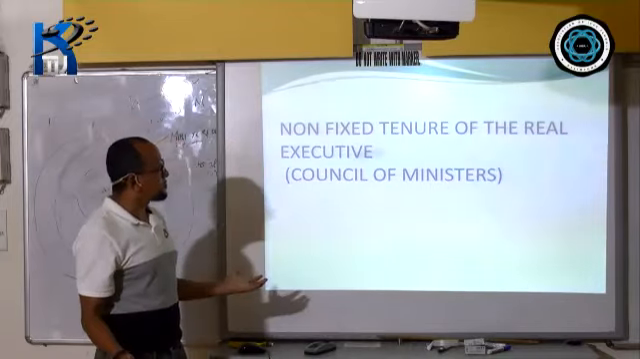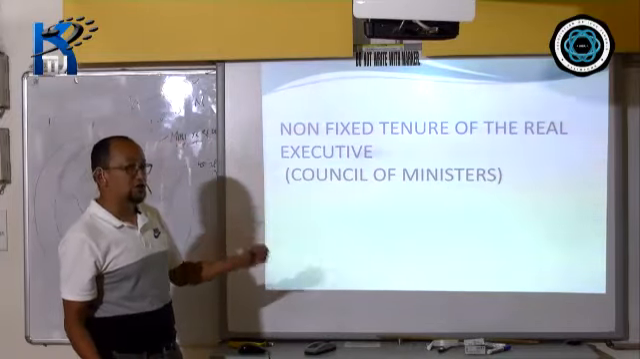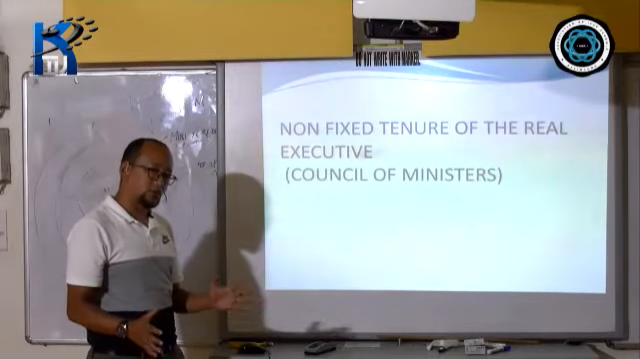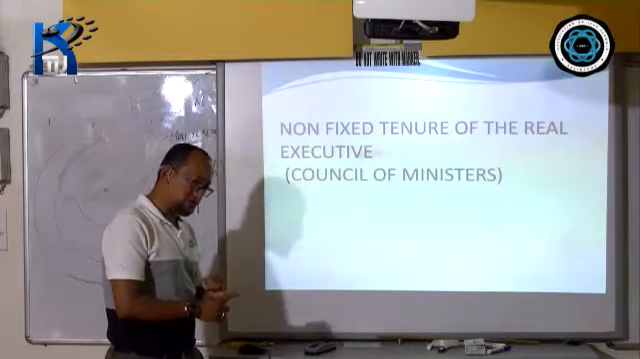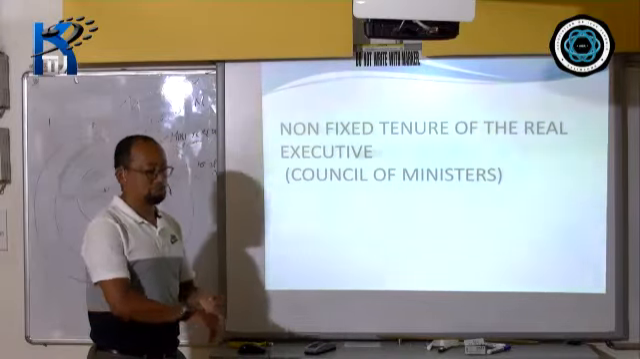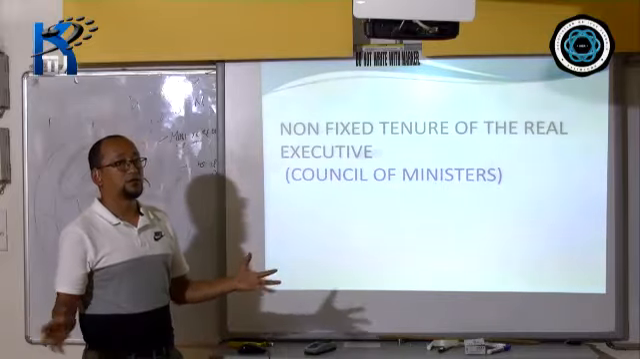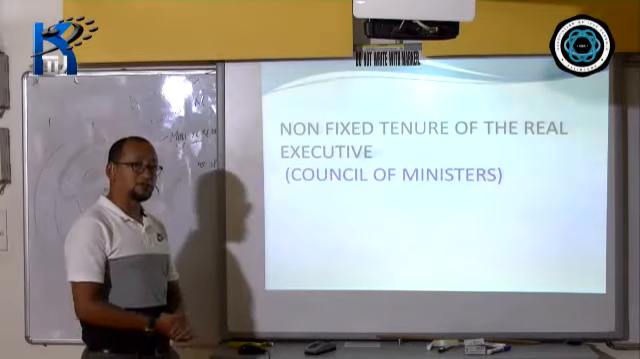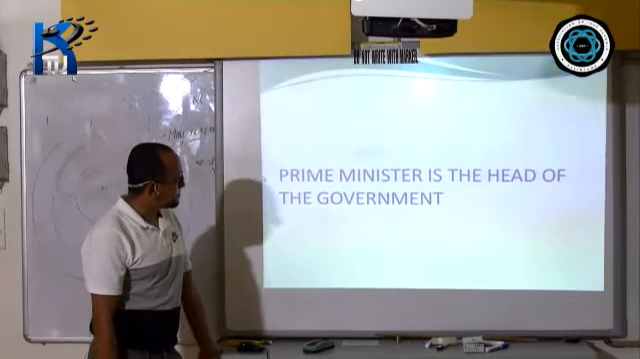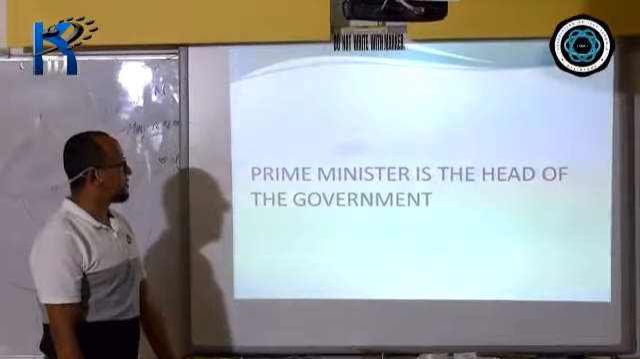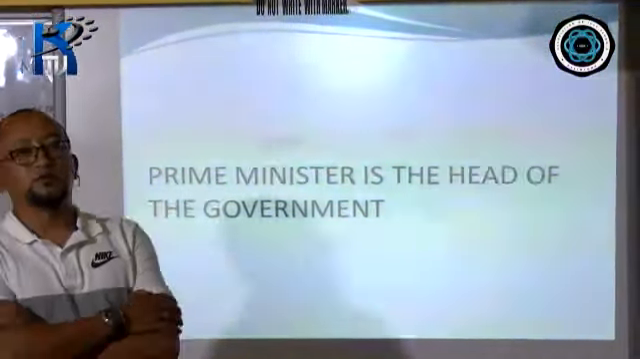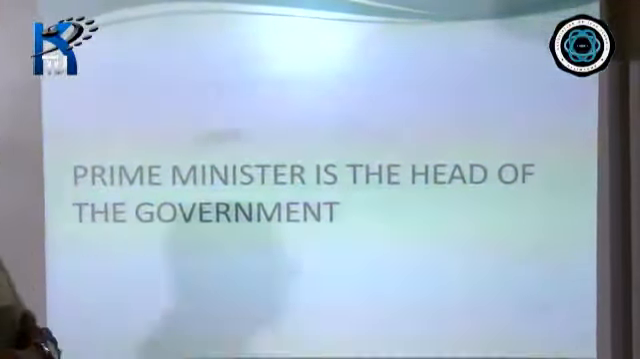So simply remember, the tenure of the executives in a parliamentary form of government is not fixed. Because if a vote of no confidence motion is passed, the House will collapse. If the Prime Minister resigns, the entire House will get dissolved. So I'm sure this is a very simple point, yet important. Okay, the Prime Minister is the head of the government. This is another very simple point. Just to brief you more about it.